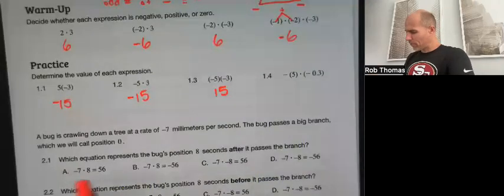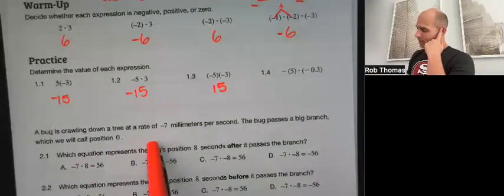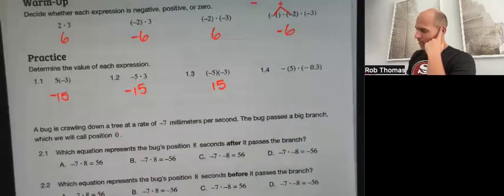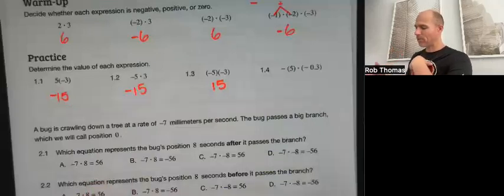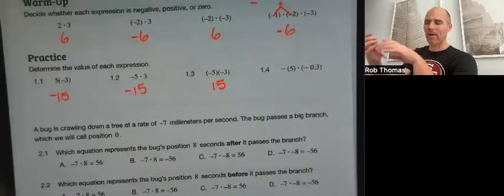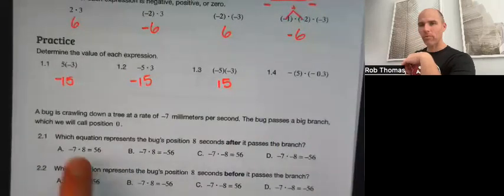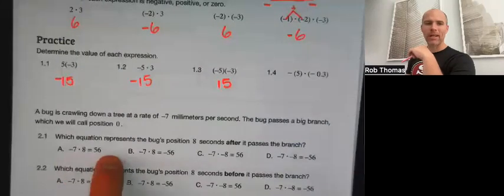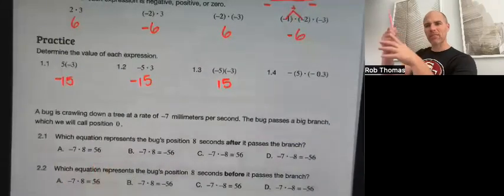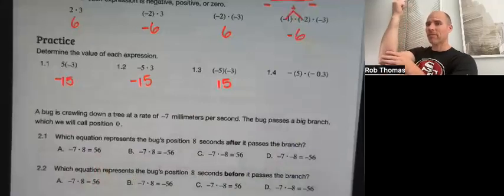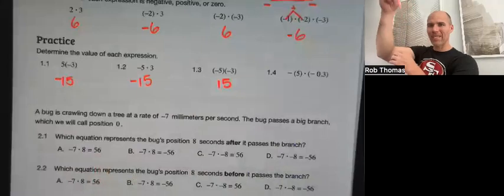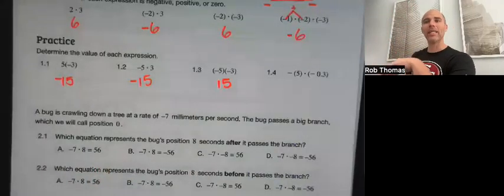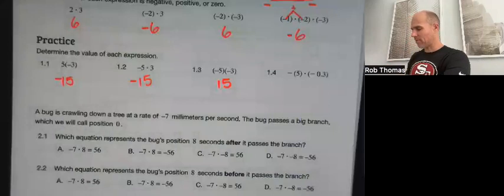All right, so he's walking down the tree at -7 millimeters per second. He passes a big branch, which we're going to call 0. Which equation represents the bug's position 8 seconds after it passes the branch? So forward in time, positive time, if we're talking about after. So we want the -7 rate times 8 positive seconds. So this one looks right off top, but I don't agree with the answer being positive 56. Positive 56 would mean the bug is somehow 56 feet up the tree, right? But he's moving down and time is going forward. So he should be down at -56. It's gonna be this one.